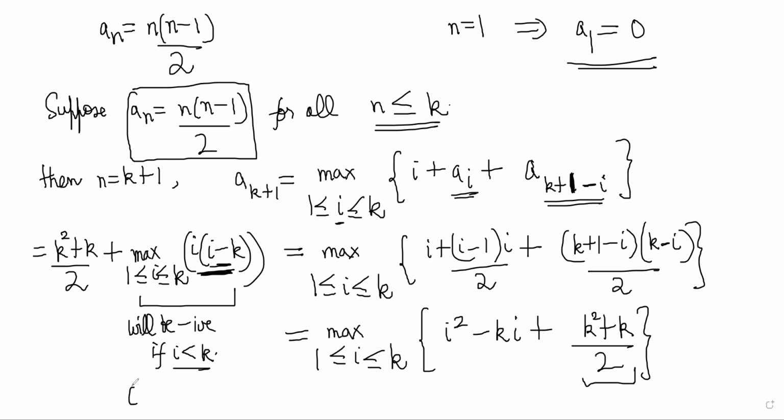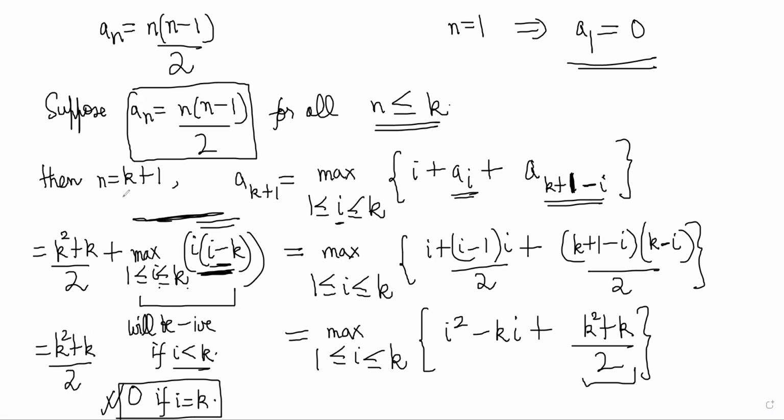And it will be 0 if i is equal to k, right? So for all other values of i other than k, this quantity is negative, and for i equal to k, it is 0. So the maximum value is obviously 0. So this term goes away, and the answer is simply k square plus k plus 2, and that is coming as a of k plus 1, right?